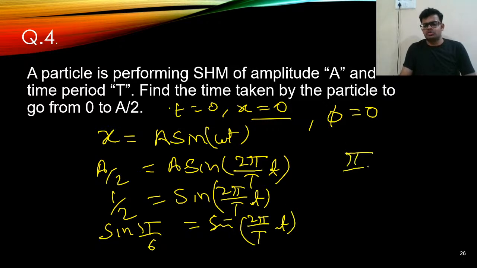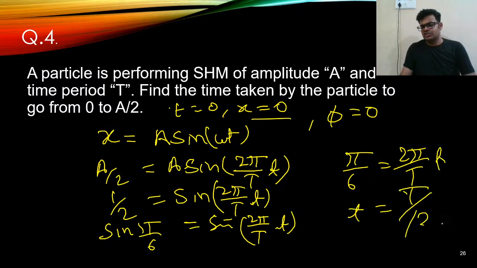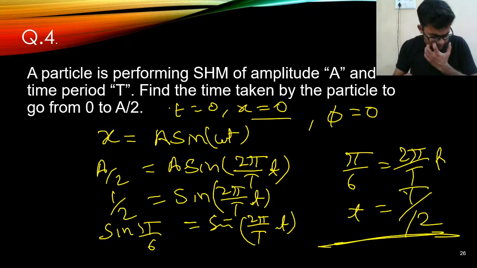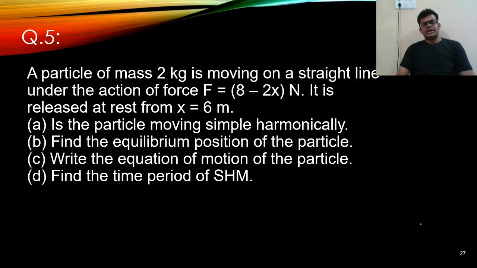Let us compare both. So π/6 equals 2π/T into t. So the value of t is what? π cancels, t equals T/12. This is the answer for this question. That's all. So let's move to the next question.